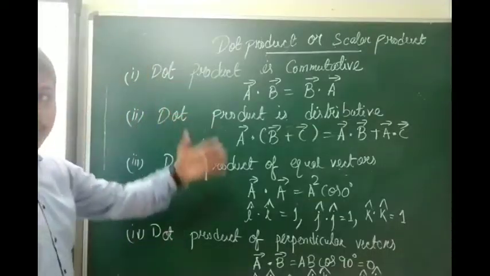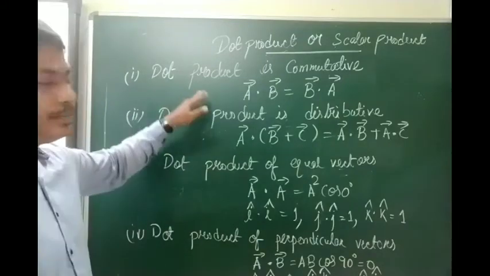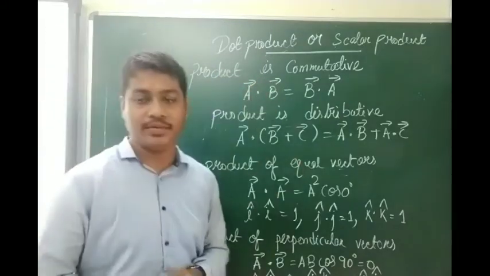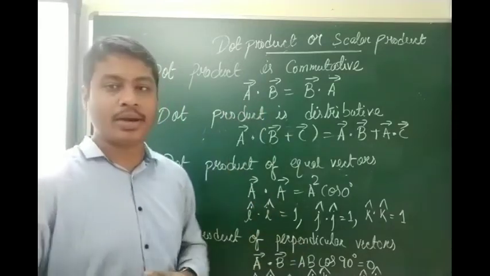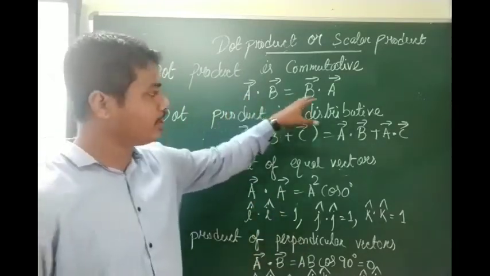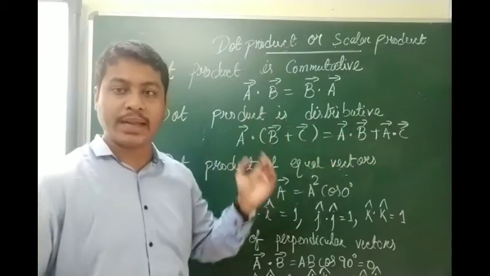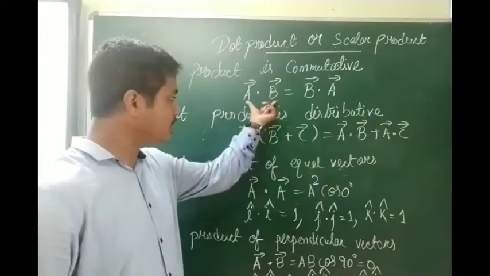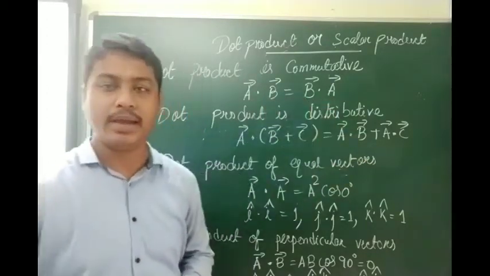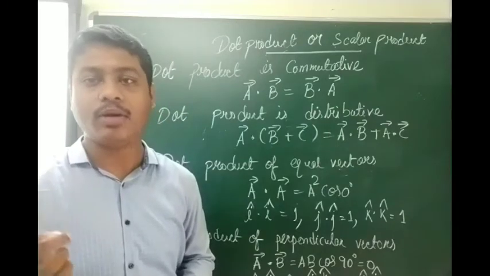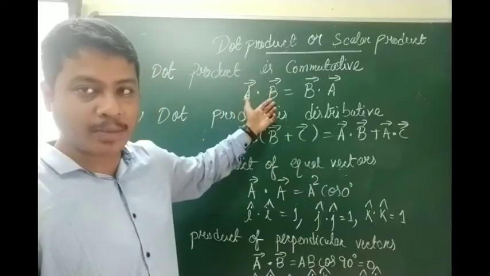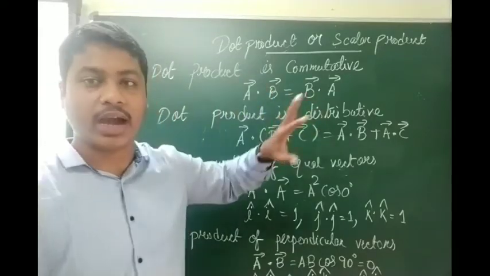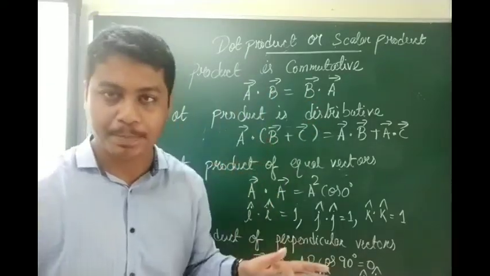So the dot product or the scalar product, property number 1. Dot product is commutative. What does it mean? Dot product is commutative means that A dot B is equal to B dot A. If you multiply the terms, you will always get the answer AB cos theta. Whether you put B in the second position or in the first position, your answer will always remain the same.